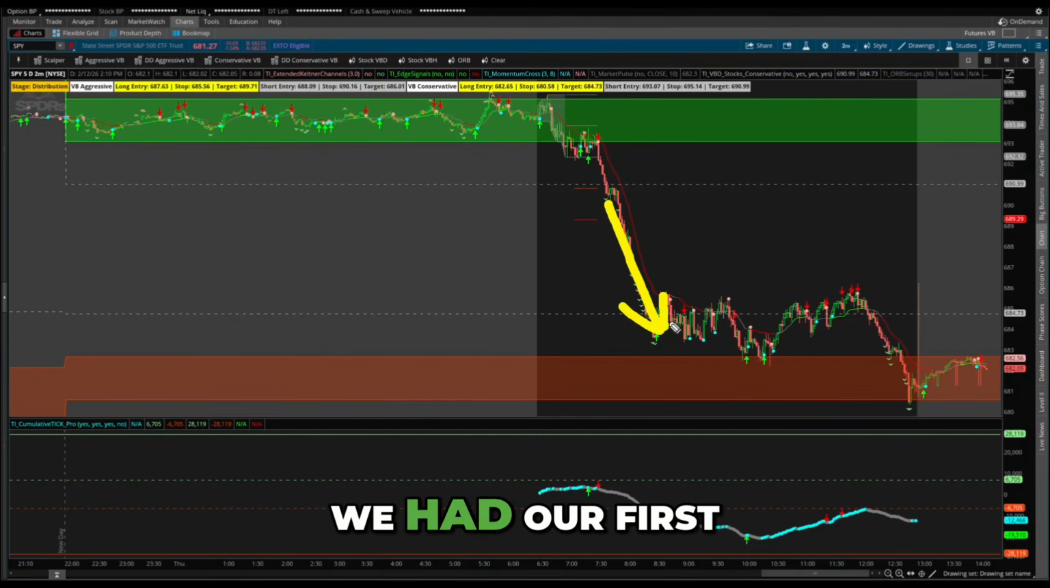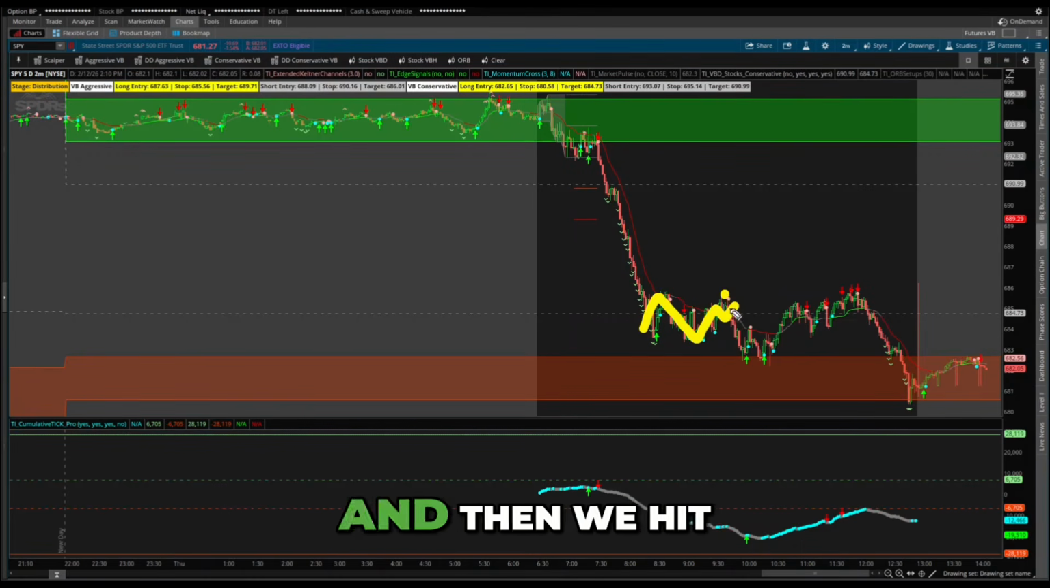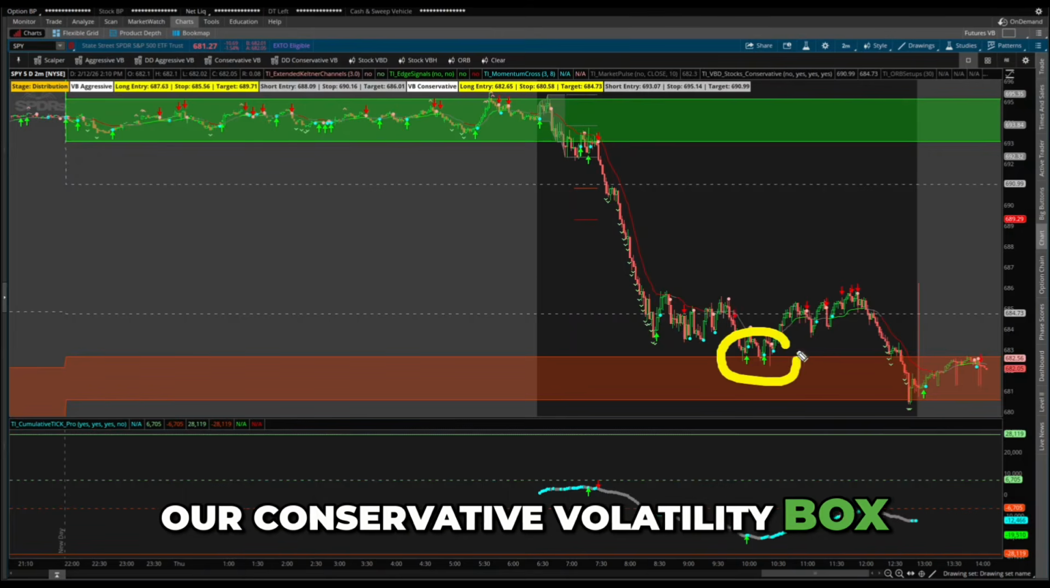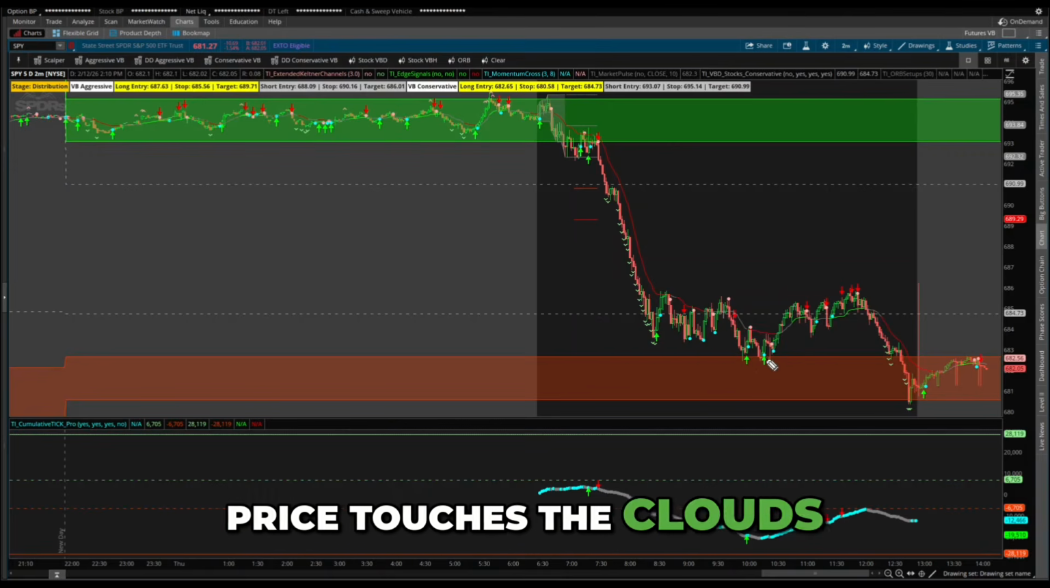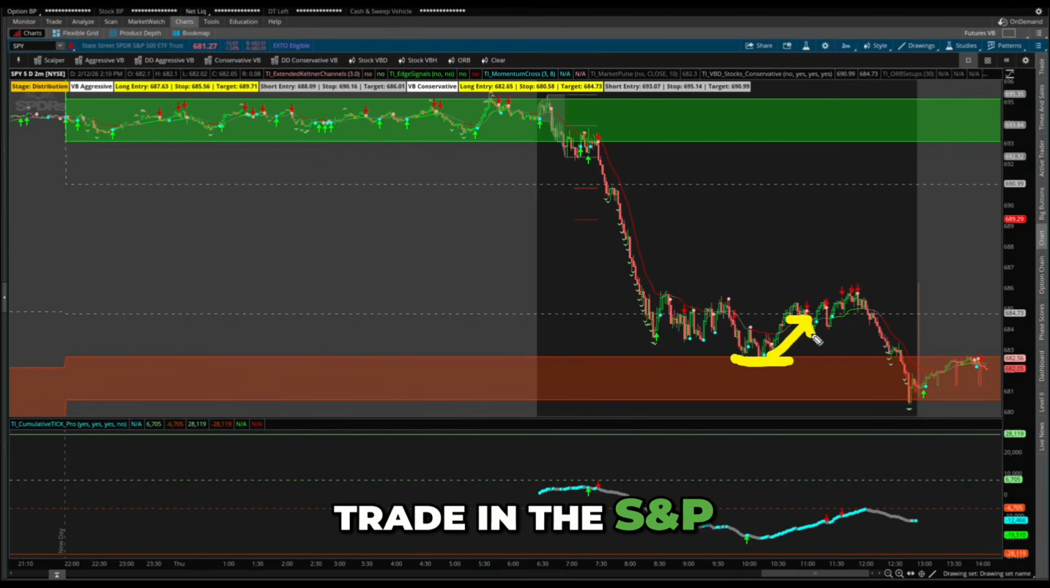Inside of the S&P, we had our first little bounce here, and then we hit our conservative volatility box models as soon as price touches the clouds here. And this is the trade in the S&P.